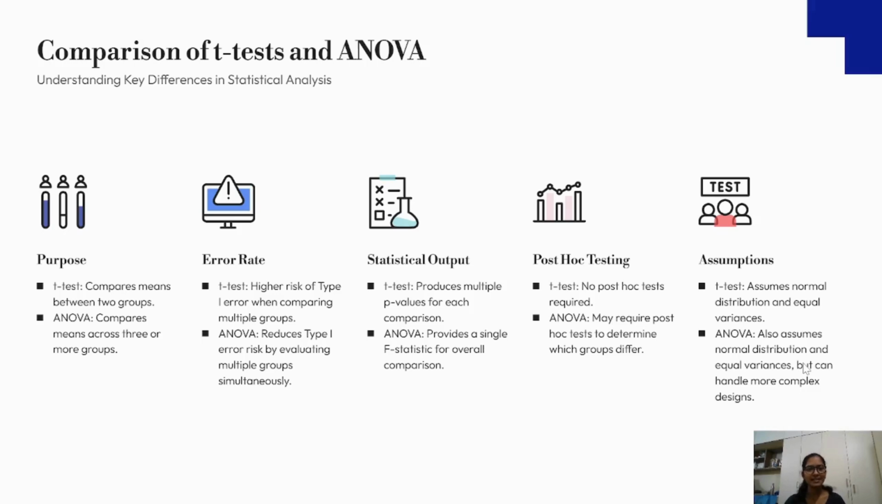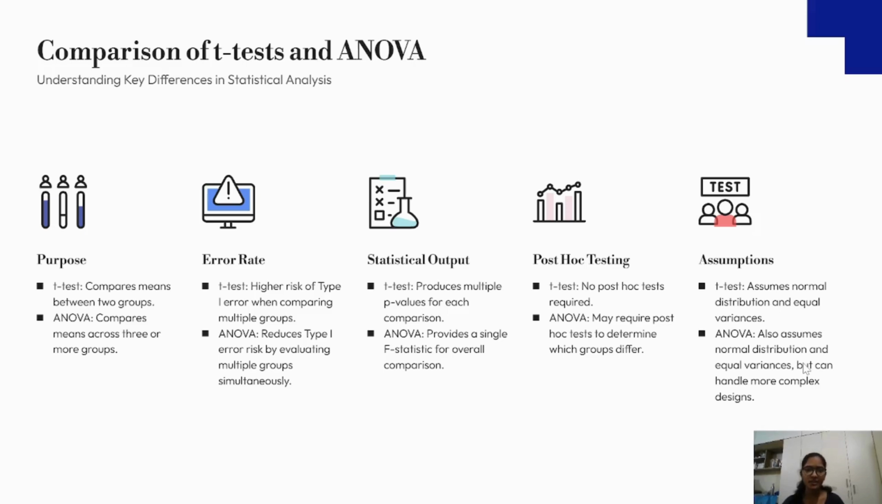Comparison of t-tests and ANOVA. Purpose includes comparing means between groups. A t-test compares means between two groups, whereas ANOVA compares means across three or more groups. In error rate, the t-test has a higher risk of type 1 error when comparing multiple groups. ANOVA reduces type 1 error risk by evaluating multiple groups simultaneously.